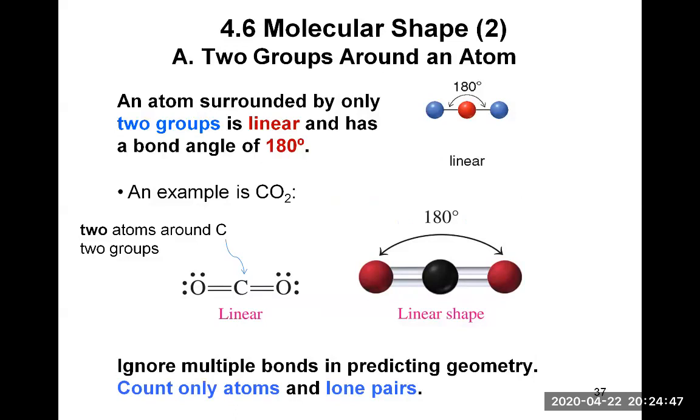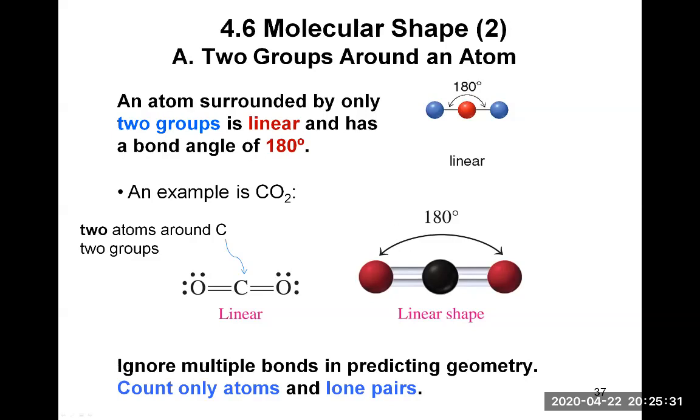The first one is when two groups of electrons surround the central atom. An atom that is surrounded by only two groups is linear, and has a bond angle of 180 degrees. So here you see in the model that the central atom is the red atom, and the two blue atoms are surrounding the red atom, exactly opposite each other on either side of the red atom in the middle.